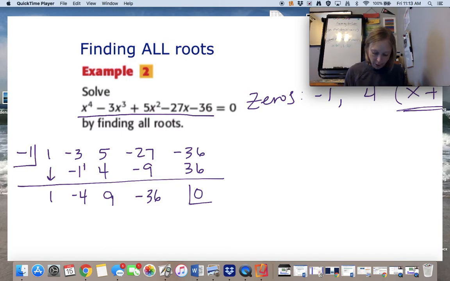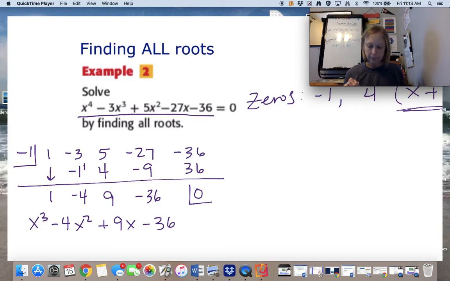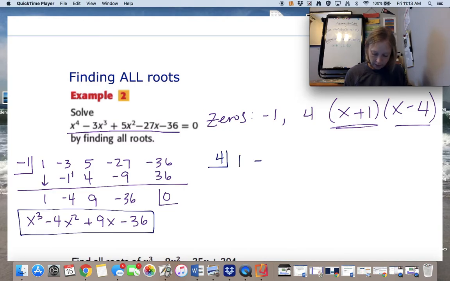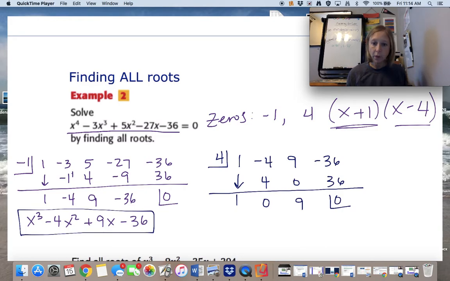Okay, so let's write out this polynomial. It would be a third degree, so x cubed minus 4x squared plus 9x minus 36. Now I'm going to go ahead and divide that by the x minus 4, because I also know that's a factor. So I'm going to switch colors. I'm going to use synthetic division again because it's fastest. I'm going to write down the opposite of negative 4 in my box. And now my coefficients of my cubic: 1, negative 4, 9, negative 36. Bring down the 1 and start. Multiply, add, multiply, add, multiply, add. Remainder 0.